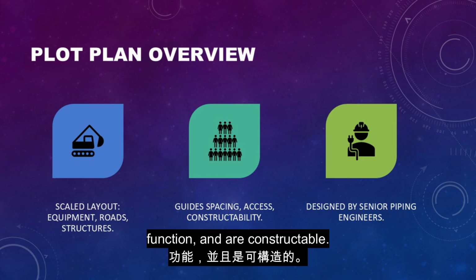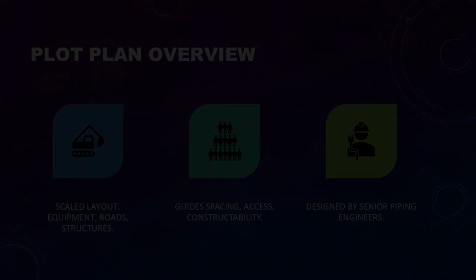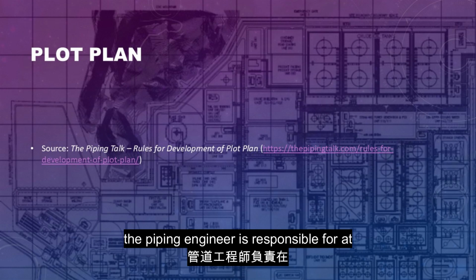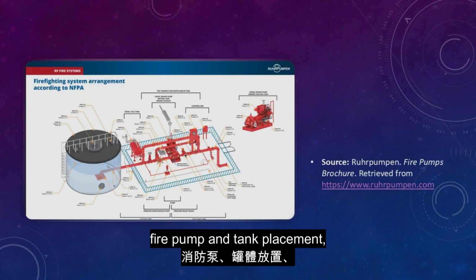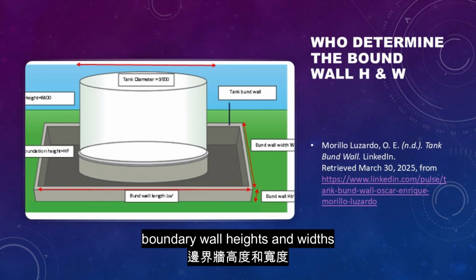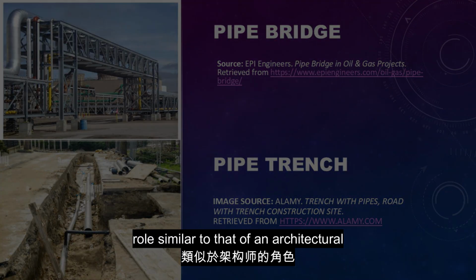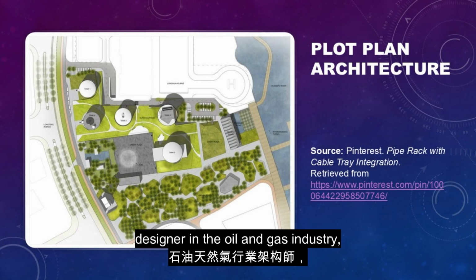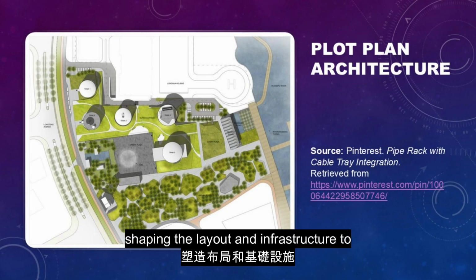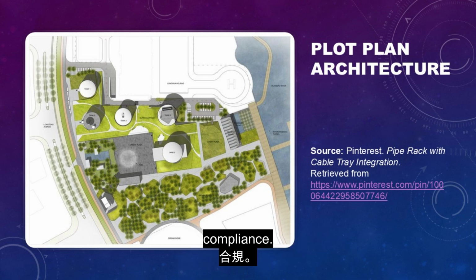function, and are constructible. What might surprise you is the significant amount of information the piping engineer is responsible for at this stage. This includes determining fire pump and tank placement, road widths and paths, boundary wall heights and widths based on fire safety codes, as well as pipe bridges and trenches. Essentially, the piping engineer plays a role similar to that of an architectural designer in the oil and gas industry, shaping the layout and infrastructure to ensure safety, functionality, and compliance.